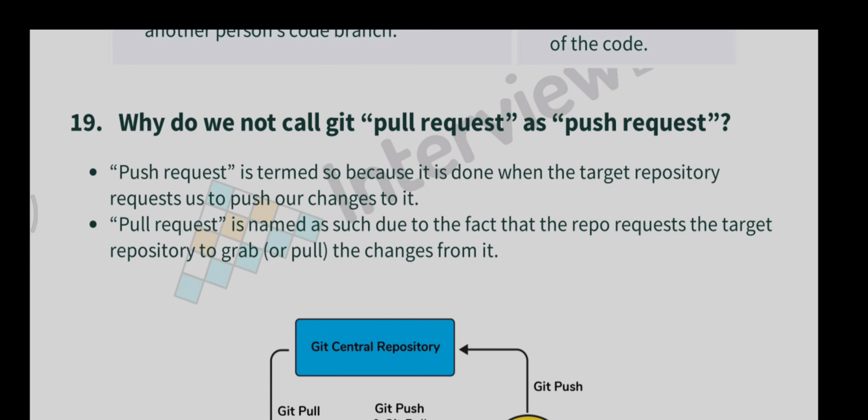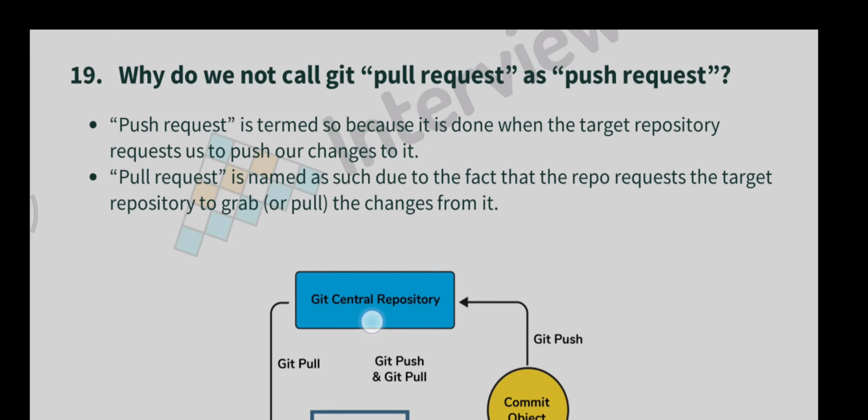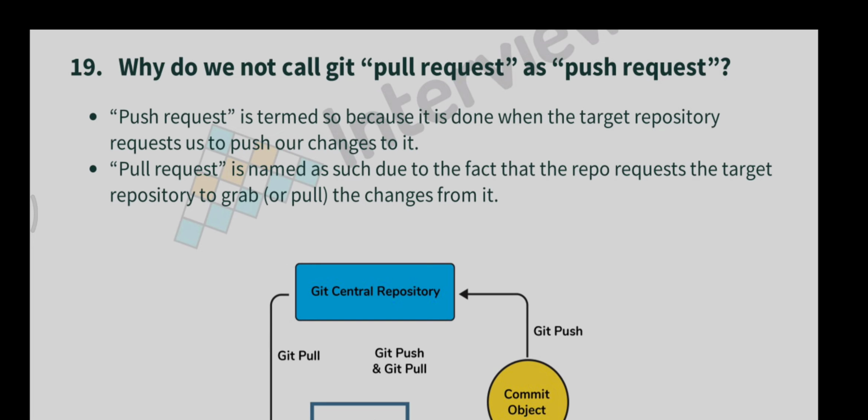19th question. Why do we not call git pull request as push request? Push request would be termed so if it were done when the target repository requests us to push our changes to it. Pull request is named as such due to the fact that the repo requests the target repository to grab or pull the changes from it.